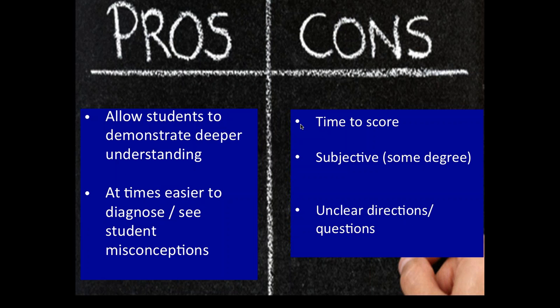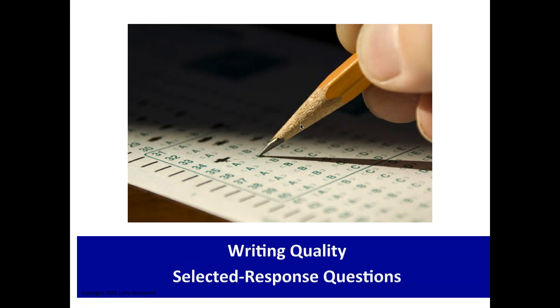It's possible that their directions or questions are unclear, and we'll talk more in the next webinar when we talk about item writing, about how we make sure we tie them back to the success criteria. So some of the cons that we're talking about here, we're going to address that we can minimize them and augment some of the pros with both selected, but specifically here with constructive response.